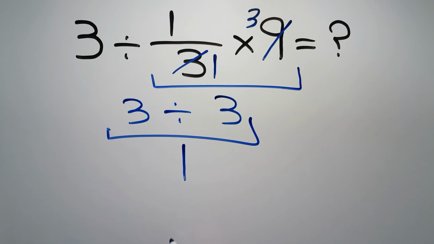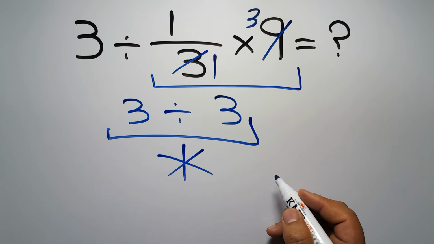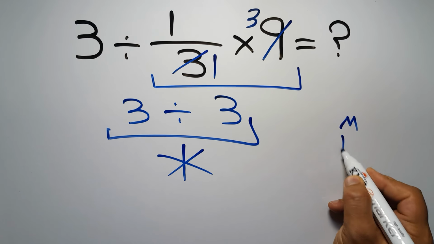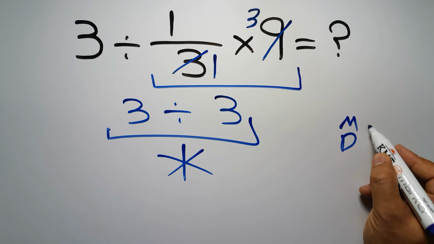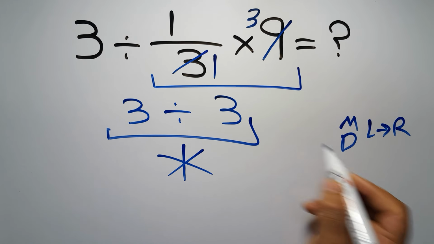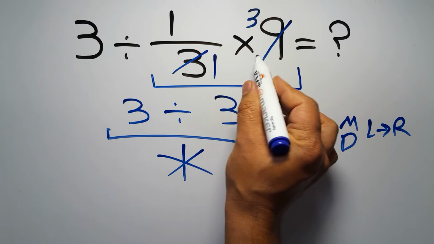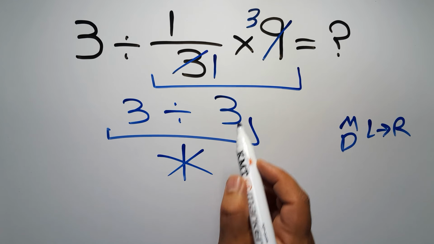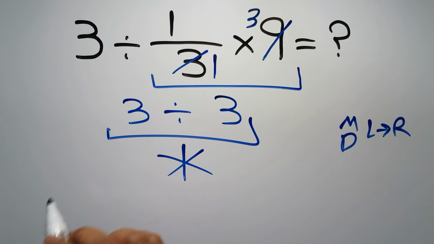equals 1. But this answer is not correct, because according to the order of operations, multiplication and division have equal priority, and we have to work from left to right. So here, first we have to do this division, then this multiplication. If we do this multiplication before this division, it is wrong.